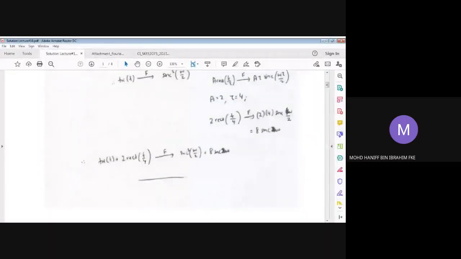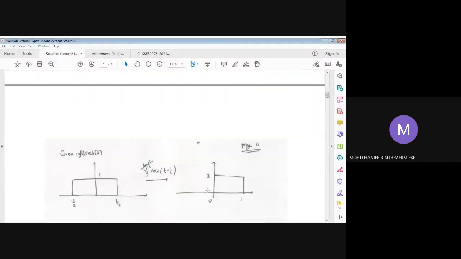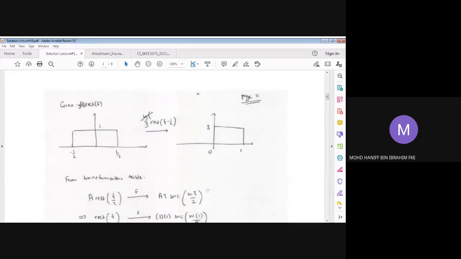Okay, so let's have a look at the solution for that. This is the original rectangular function, which has an amplitude of 1 and a duration from negative half to positive half. This is rectangular T. We know this from chapter 1 before. So when we refer to the question, this is the one that we have.